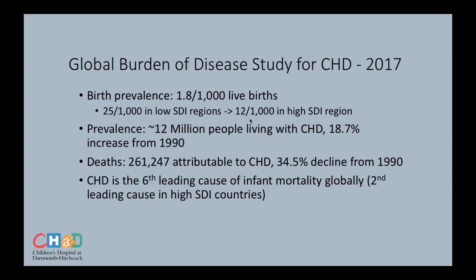The prevalence overall was estimated to be 12 million people living with CHD worldwide, and this was an increase of about 18% from 1990. Not surprisingly, as we know that many of our adult patients with congenital heart disease are living longer. The number of deaths attributable to CHD was about 260,000. These are annual deaths, and this is a decrease from 1990 of over 30%, also showing a considerable change over time in the death rates from congenital heart disease. I like to throw this in there too, because I'll show you certain ways of modeling and displaying this data, but you can look at leading causes of death depending on age group. We found that congenital heart disease was the 6th leading cause of infant mortality globally. And when you look at the higher SDI countries, it actually increases to the 2nd leading cause of death.